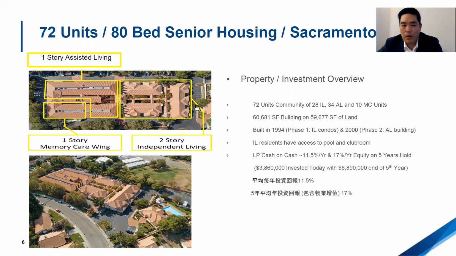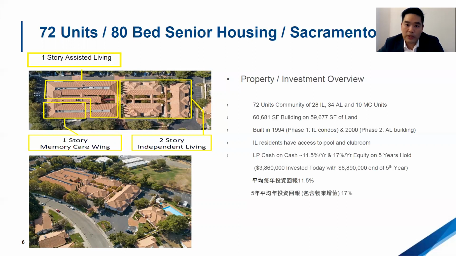The goal we have is that once a tenant moves into independent, as they get older and need more help, they will move to our assisted living. And once they get even older and have dementia or Alzheimer's, they'll move to our memory care. So the ultimate goal is that once they move into the facility, we want them to be happy and stay there until the day they go to heaven.